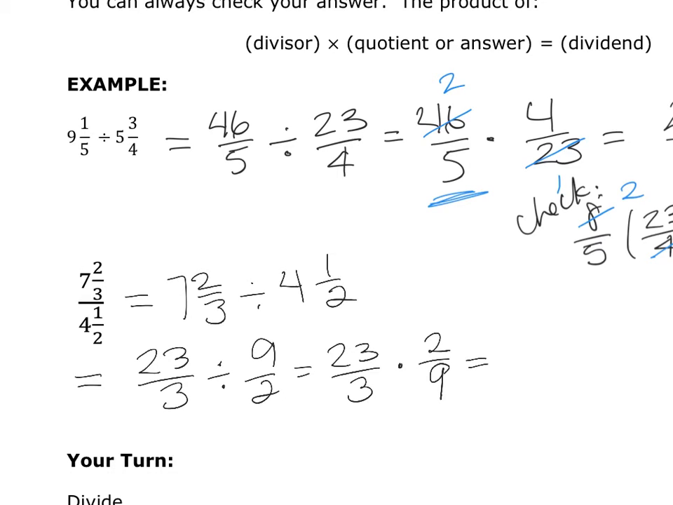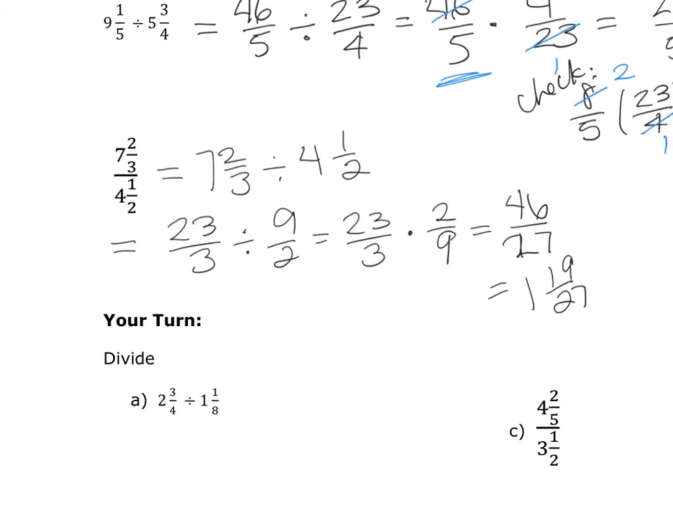And if I can cancel, I will. In this case, I cannot cancel any numbers. So I'm going to multiply 2 times 23, which gets me 46, and 3 times 9, which is 27. Or, as a mixed number, 1 and 19/27. Now, here's some I'd like you to try.